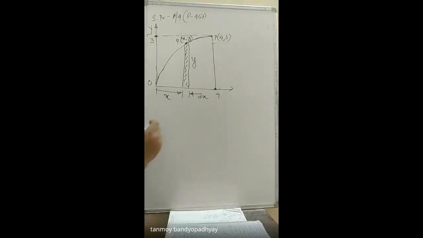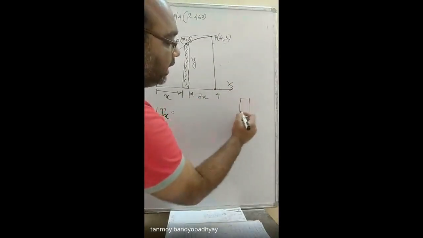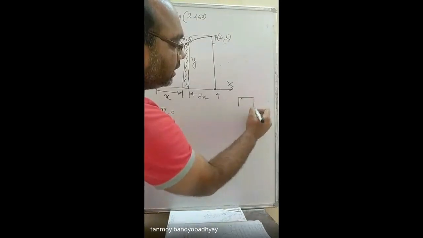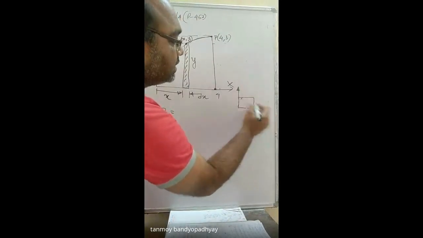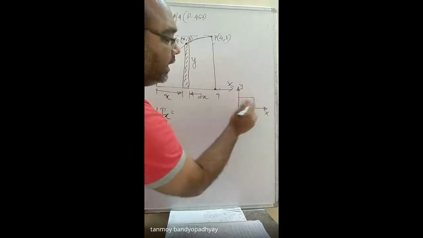So what should be dIx? If I can calculate dIx, this one is actually a rectangle. I'm considering its base. So what was the moment of inertia of a rectangle? Suppose we have a rectangle like this, and we consider the axis system passing through its base. We did this one actually.